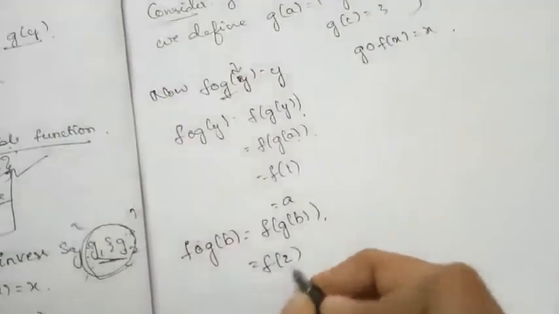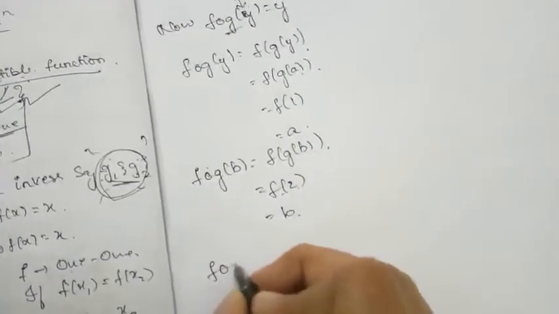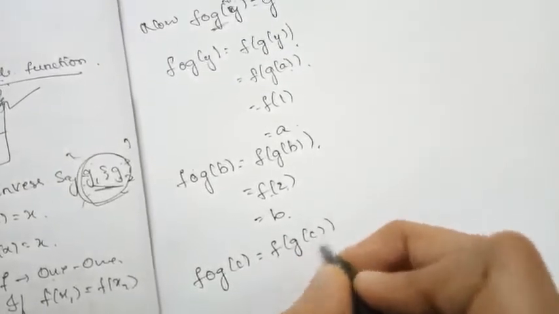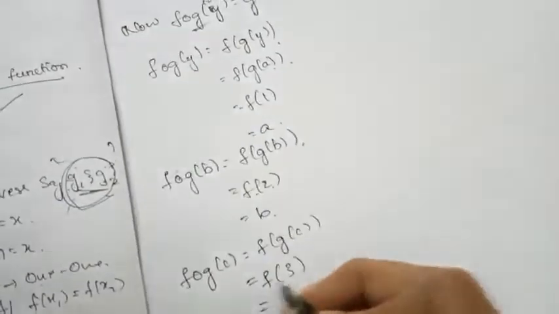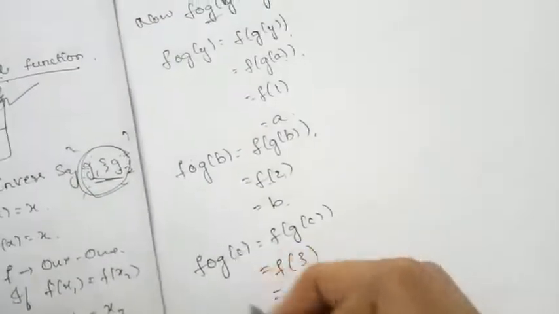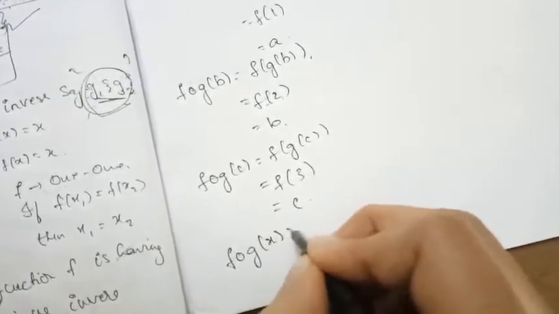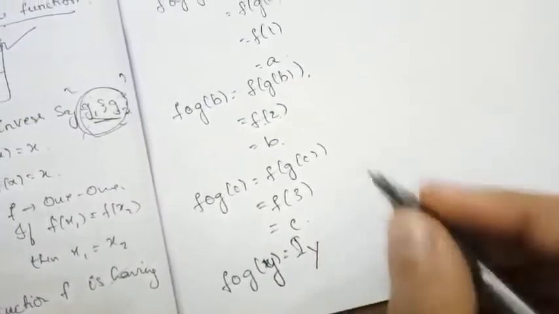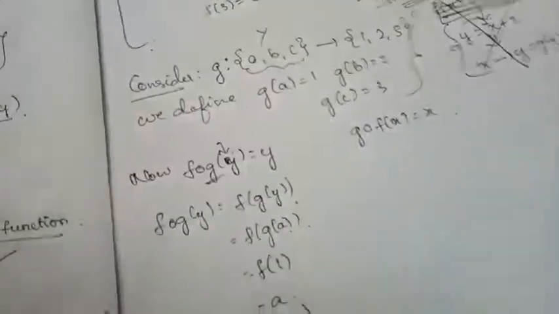So f of 2. What is f of 2? f of 2 is b. Similarly for f of g of c, that is f of g of c. g of c is nothing but f of 3. So f of 3 is nothing but c. So we have proved that f of g of y is equal to iy, where all the elements belong to the set y itself.